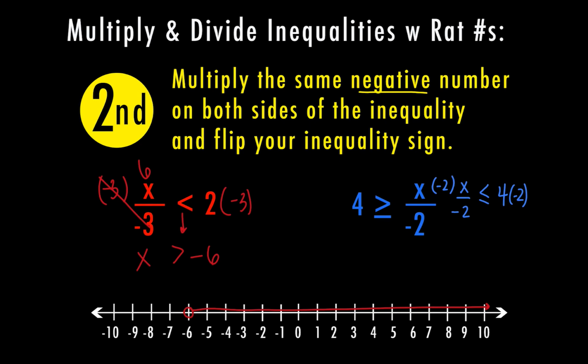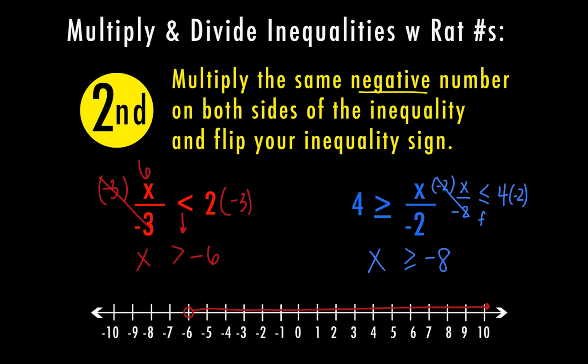So you can either rewrite it and flip your inequality, or you can flip your inequality and flip it back, which means I'm going to end up with the same inequality that I started with, only my variable is going to be on the other side. So now negative 2 divided by negative 2 is 1, so I'm left with x on the left side. I'm going to flip my inequality, and then I'm going to multiply 4 times negative 2, which is negative 8 on the right side. So now x is greater than or equal to negative 8.